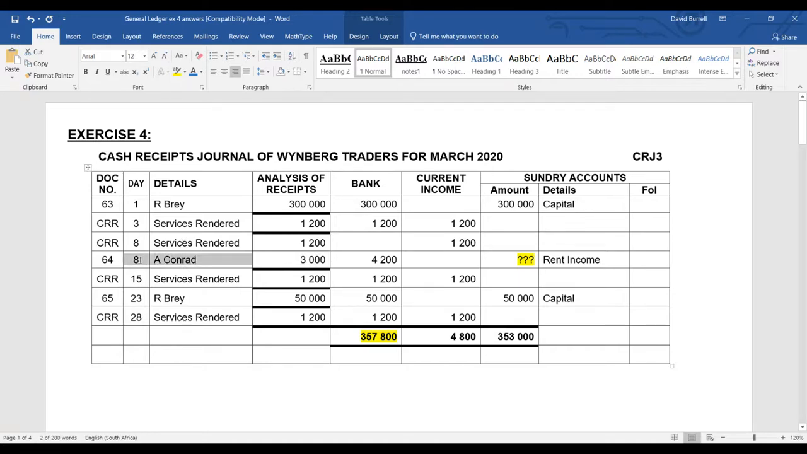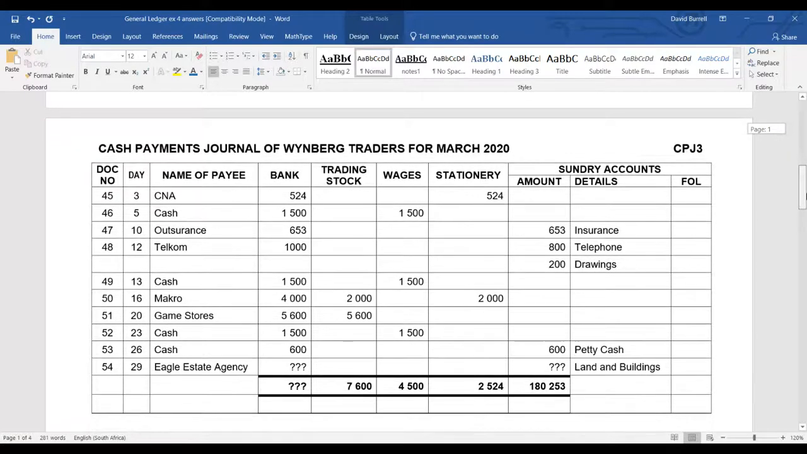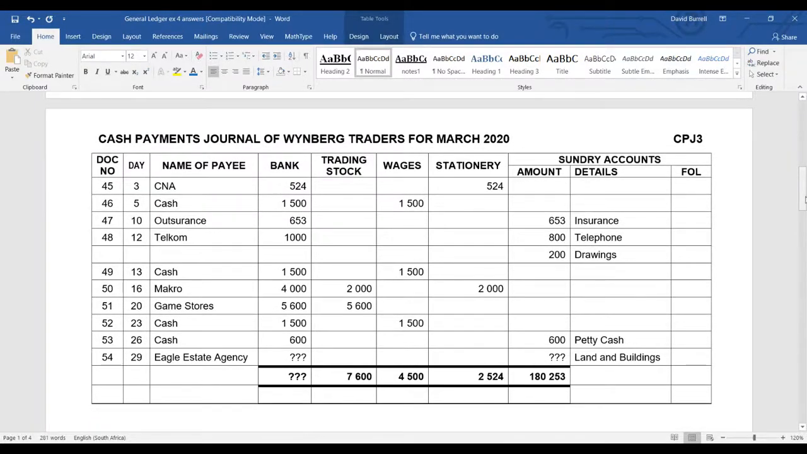So we know it's A. Conrad on the 8th. The amount received was 3,000. So I can actually just go and put it in there. So it's 3,000 Rand. As I say, you could have worked it out by subtracting the other two figures. But if I've just worked it out from this figure over there and said it must be the same one, I could check now by adding up all of those. Do I get to 353,000? Yes, I do. So that's great. I'm going to do the same for the cash payments journal and then come back to the cash receipts journal.